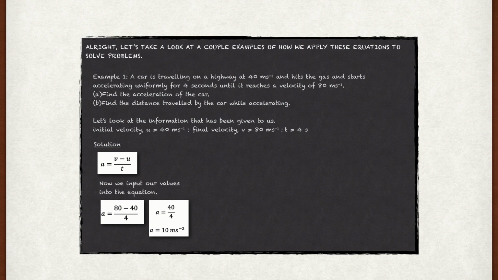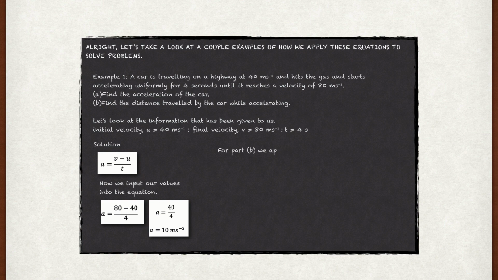So that means that every second the car's velocity is increasing by 10 meters per second. So if it had gone over to a 5th second accelerating, it would have gone up to 90 meters per second, and then on the 6th second it would have gone up to 100 meters per second, and so on. So every second it would have gained a speed of 10 meters per second, which is incidentally the acceleration due to gravity. But let's move on to part B.